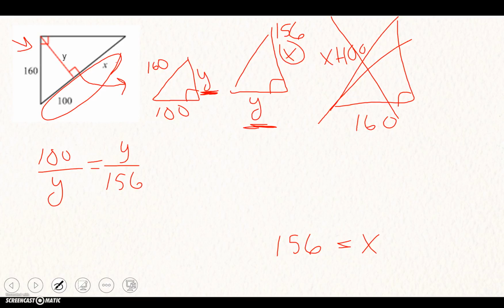So we're going to go ahead and cross multiply. We have 100 times 156. So we end up with y squared equals 15,600. And then from there, we're going to take the square root on both sides. Now with this, it's not a perfect square. So if you try to take the square root of 15,600, you get about 124.8.